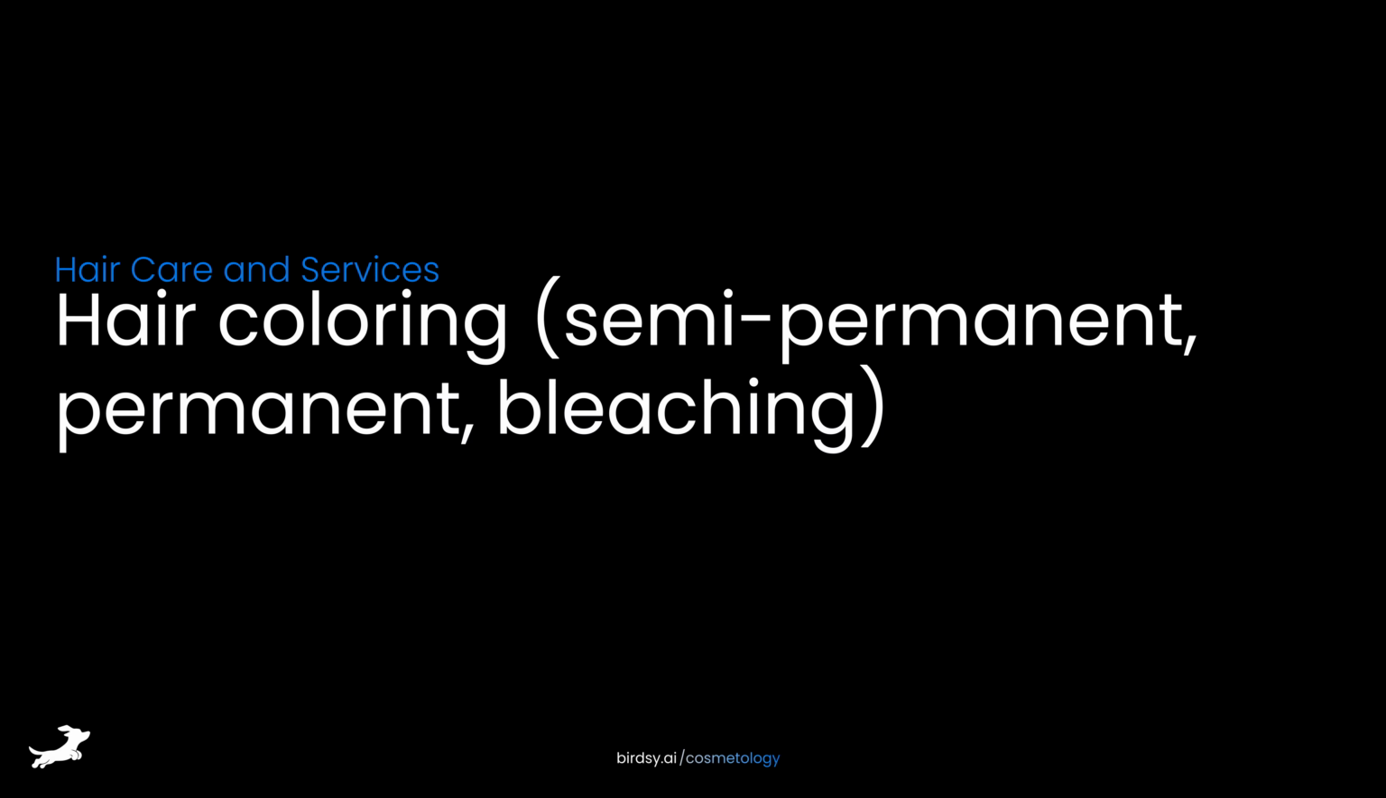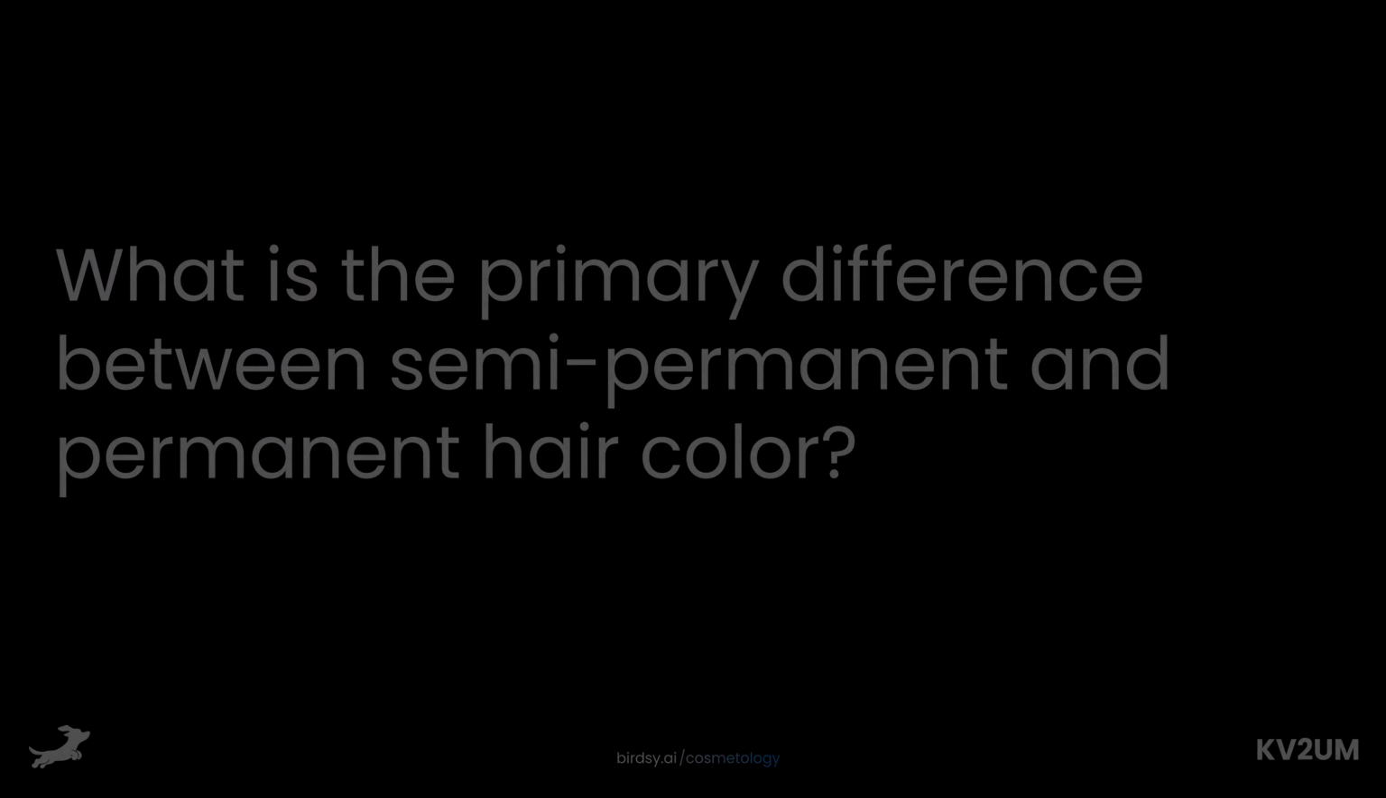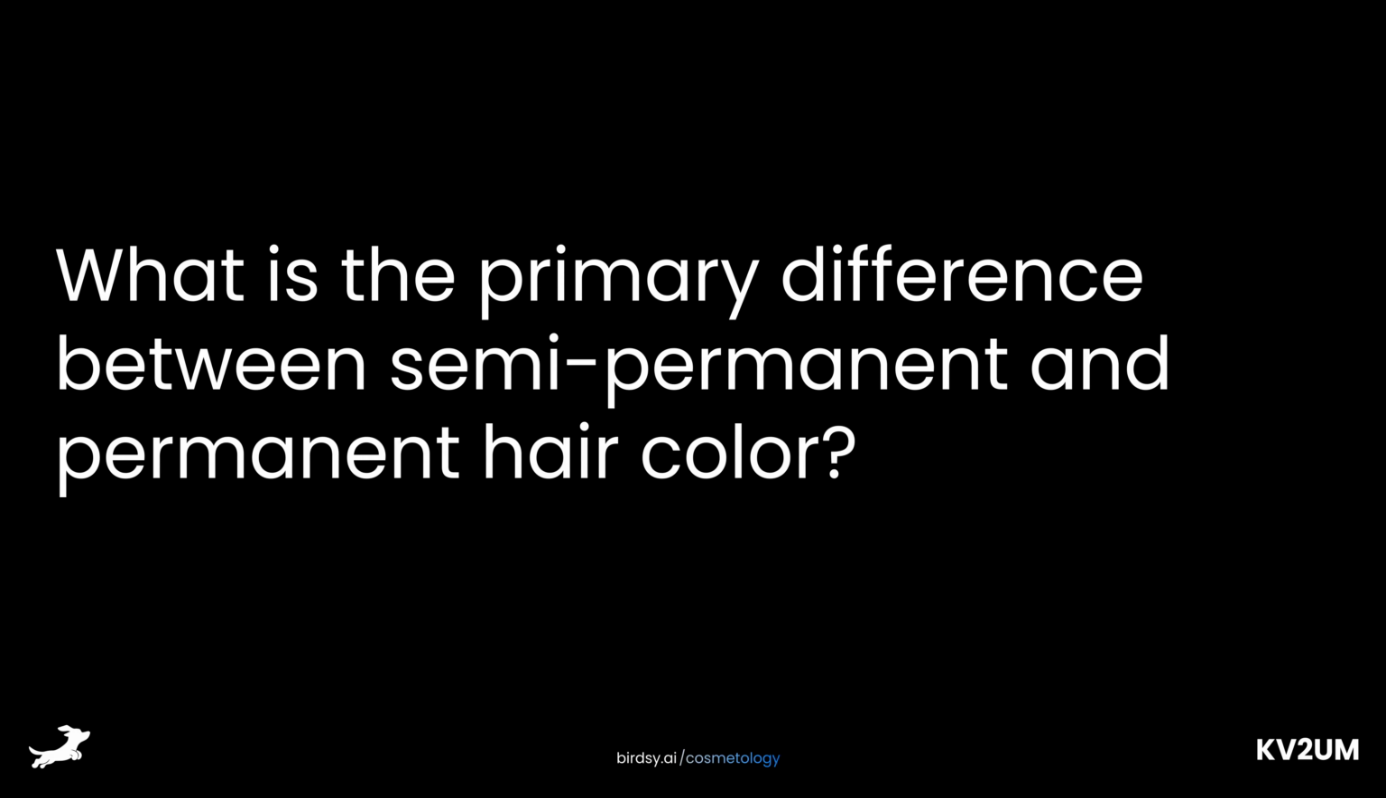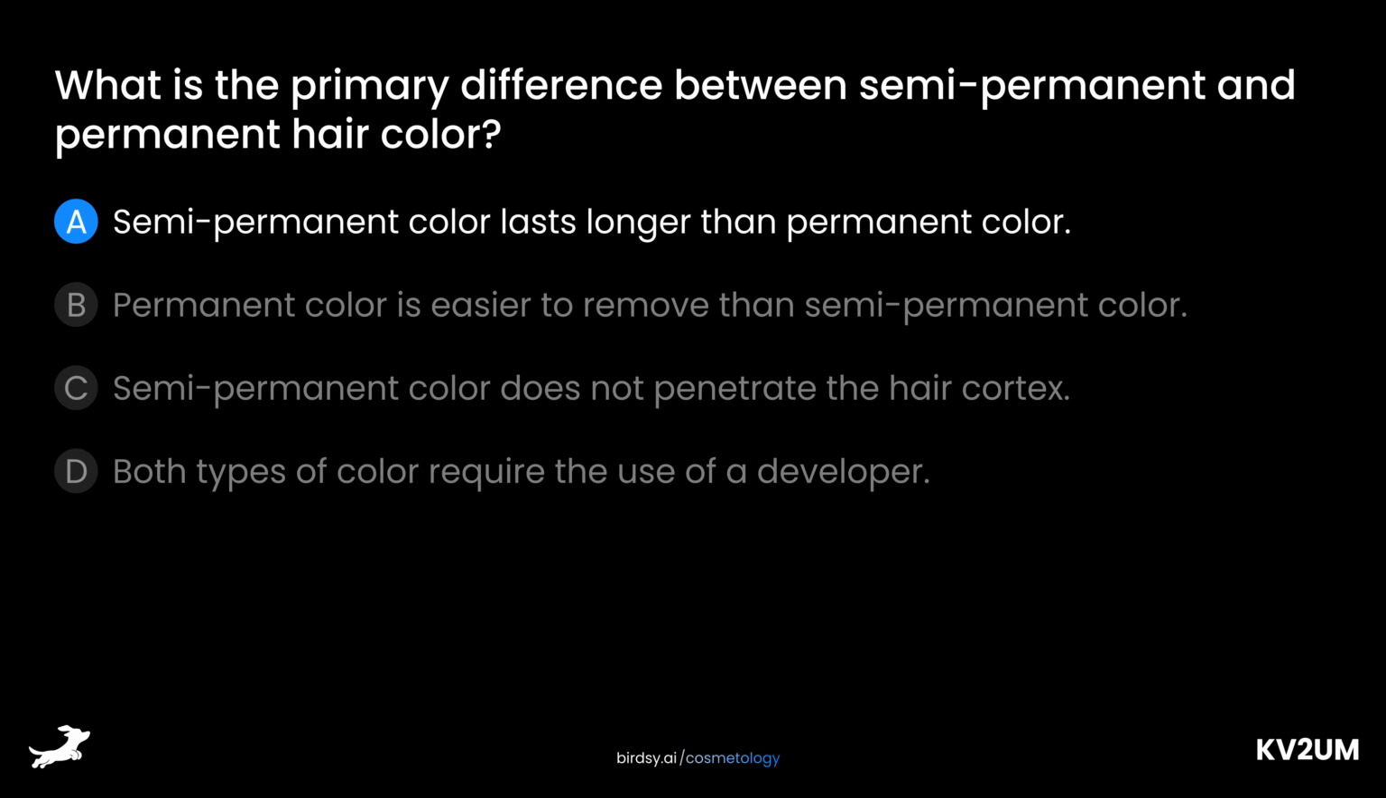Hair coloring: semi-permanent, permanent, bleaching. What is the primary difference between semi-permanent and permanent hair color? Is it A, semi-permanent color lasts longer than permanent color, B, permanent color is easier to remove than semi-permanent color, C, semi-permanent color does not penetrate the hair cortex, or D, both types of color require the use of a developer? The answer is C, semi-permanent color does not penetrate the hair cortex.